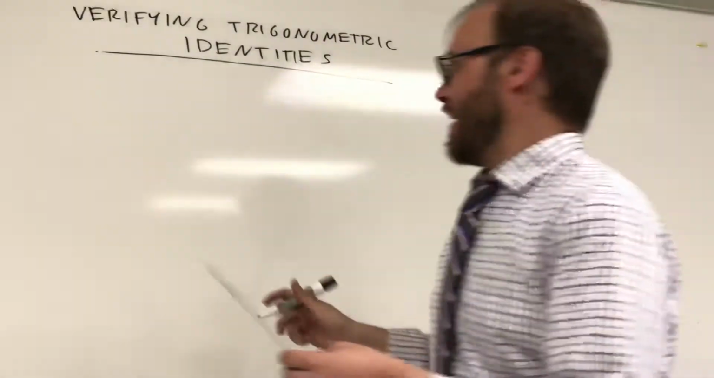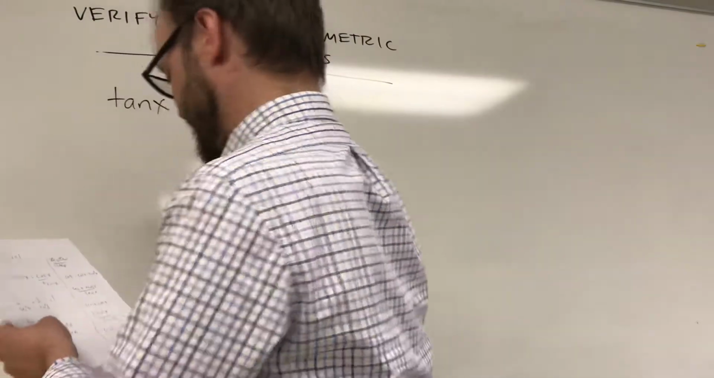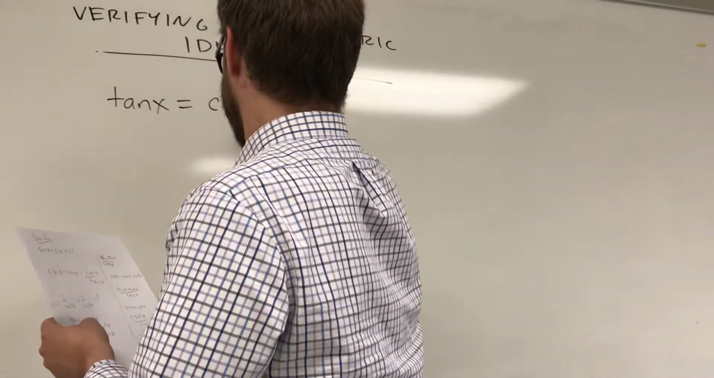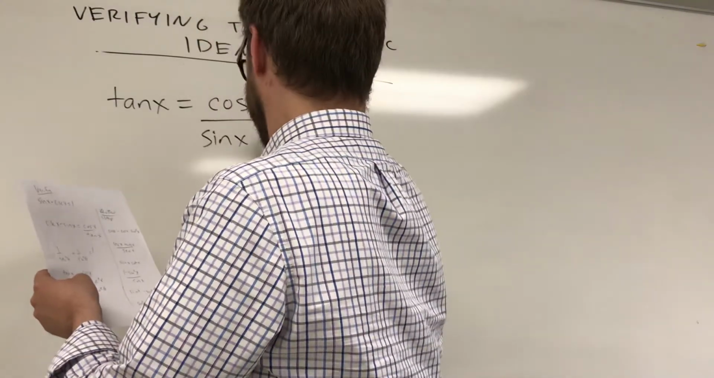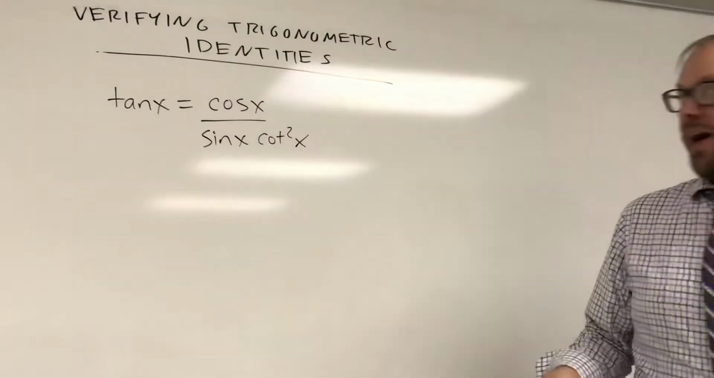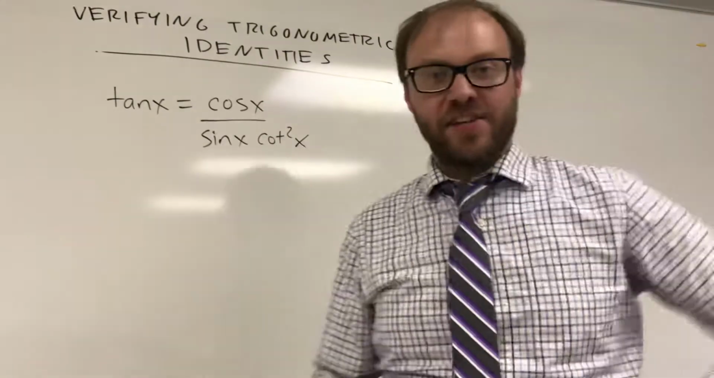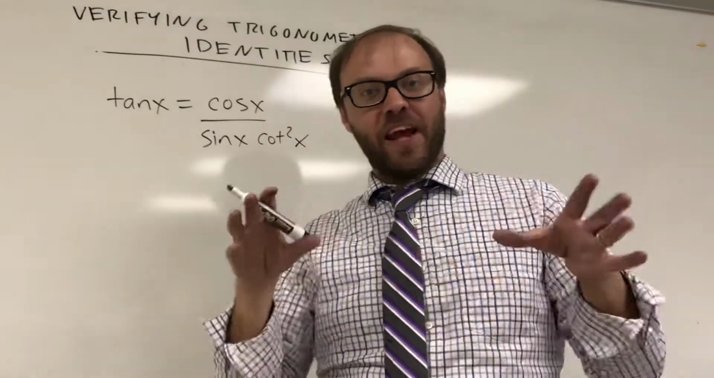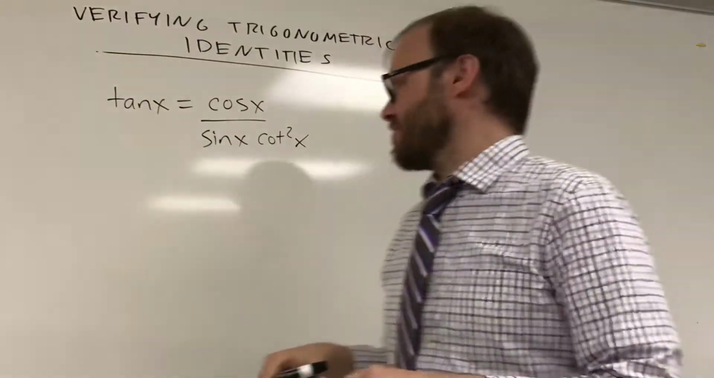All right, let's try another one here. We want to verify that the tangent of x is the same thing as the cosine of x divided by the sine of x times the cotangent squared of x. Okay, now a couple of things here. I'm noticing that there's no addition or subtraction in here, so I don't have to worry about common denominators or anything like that. I can break up the numerators and denominators any way I want to, which is really nice.